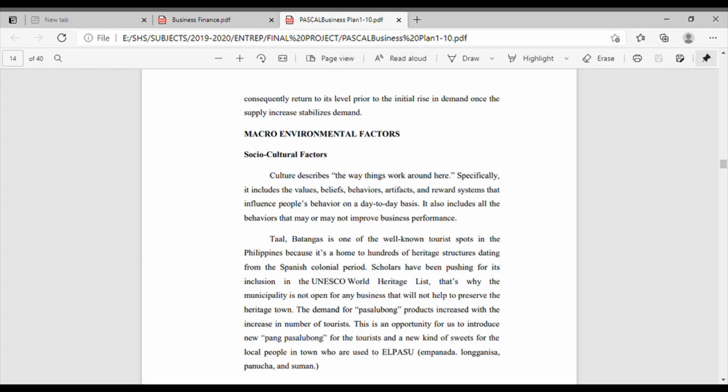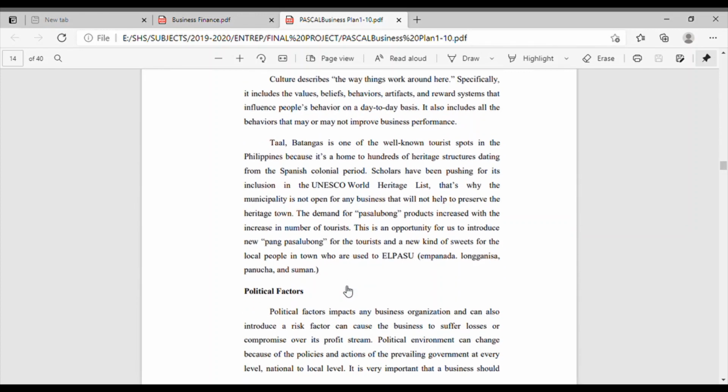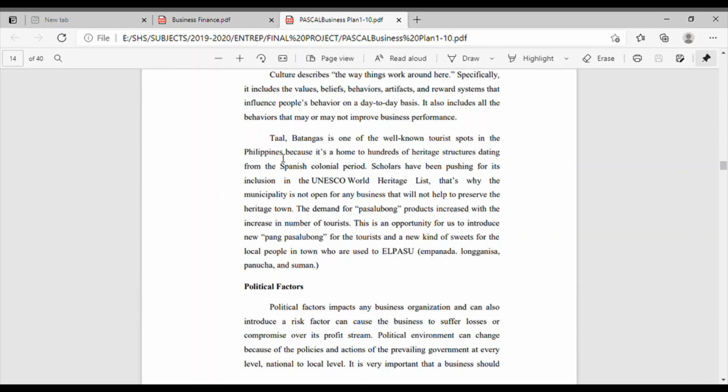So, dito nila diniscuss, dito sa macro-environmental factors, kung paano yung each factor ay nakaka-apekto sa business performance. Dito, culture describes the way things work around here. Specifically, it includes the values, beliefs, behavior, artifacts, and reward systems that influence people behavior on a day-to-day basis. So, nagbigay sila ng proof about culture, socio-cultural factor.